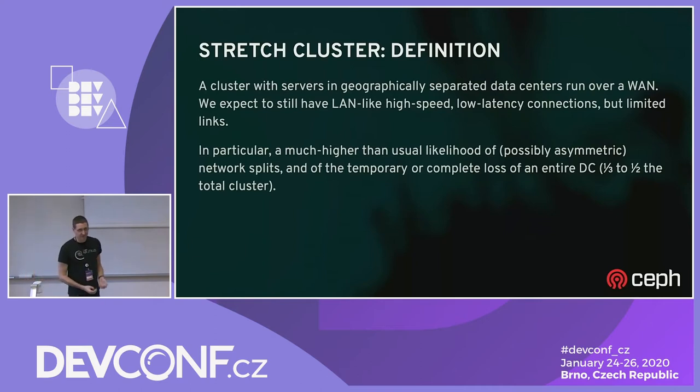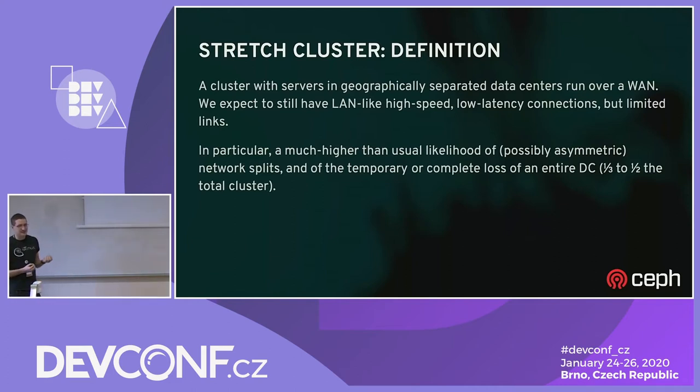local area network. So even in a stretch cluster, we still expect low latency, maybe 5 milliseconds or something, and very high bandwidth. Because all the writes that happen, the client has to talk to the primary OSD, and the primary OSD has to replicate that data across the network links. And probably every write has to go across the network links, and about a third or a half or whatever of the reads do as well.